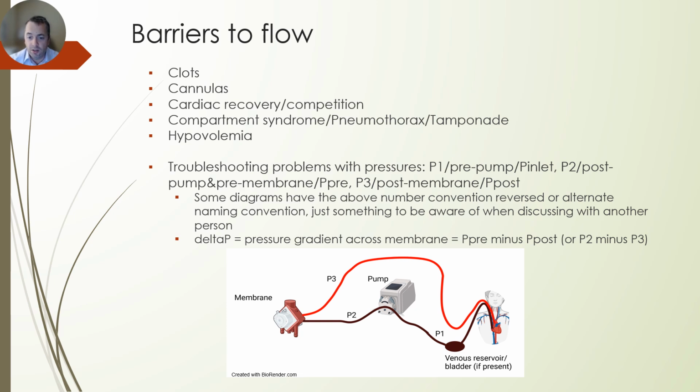So on this circuit diagram here, we have labeled P1, P2, and P3. Some diagrams have those numbers reversed, but the important things are that there's a pre-pump, a post-pump, and a post-membrane pressure, as well as a delta P, which is the pressure across the membrane lung or oxygenator.